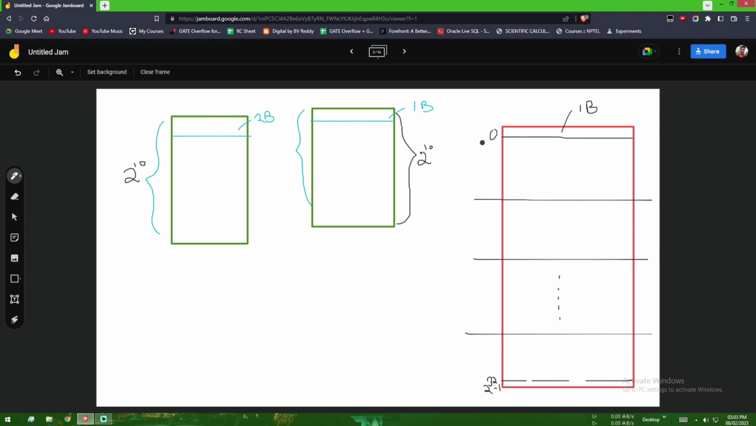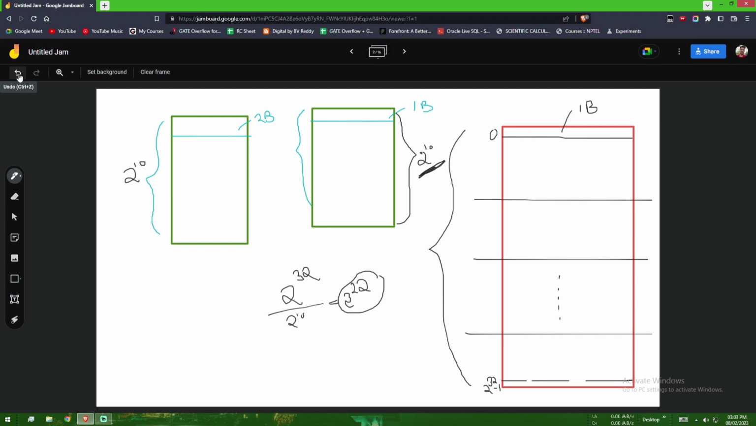Each of these will contain 2 power 10 entries, and since this is 1 byte, there is no word or byte conversion in these cases. So I can directly divide: 2 power 32 divided by 2 power 10 gives me 2 power 22. Which means that if I divide the entire address space into chunks of 2 power 10 entries each, the number of chunks at this level will be 2 power 22.